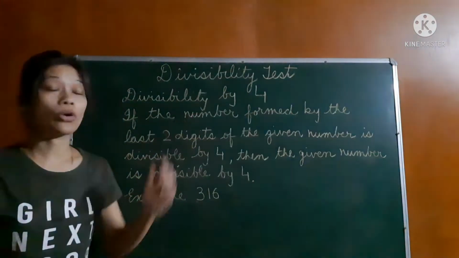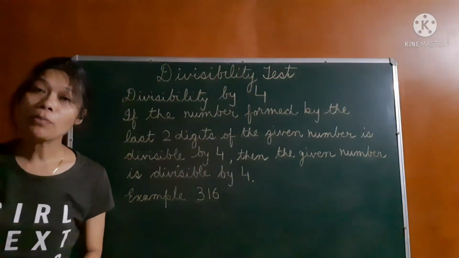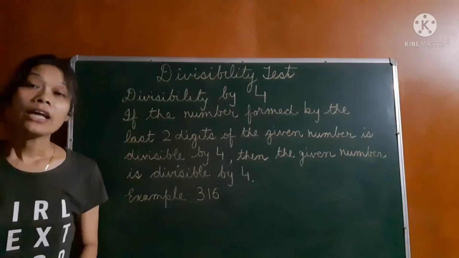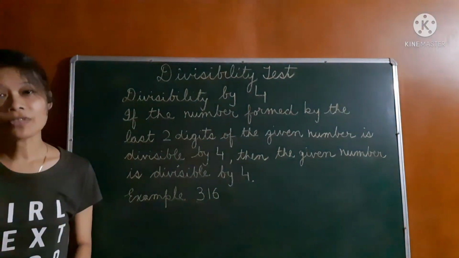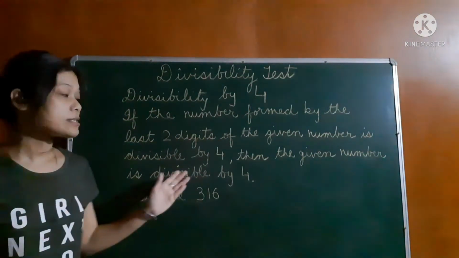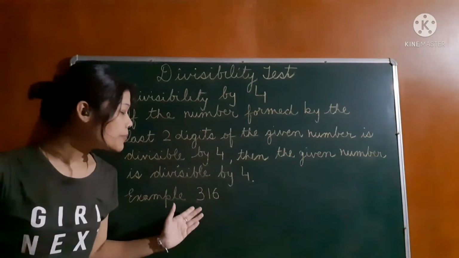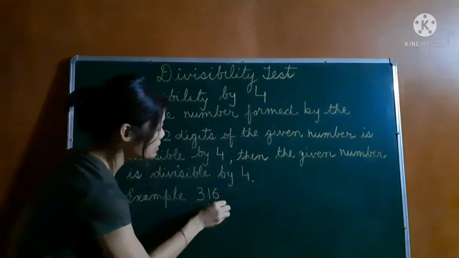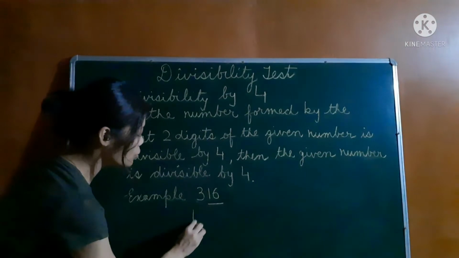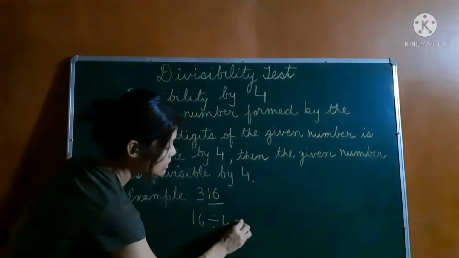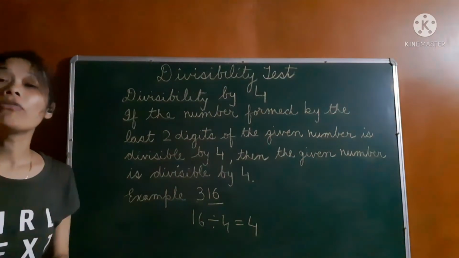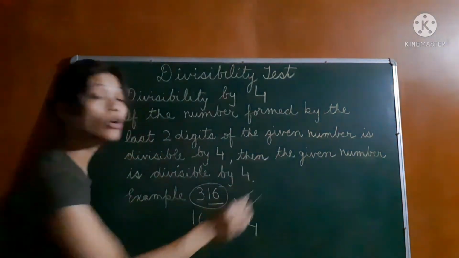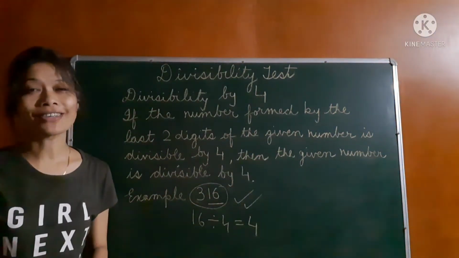Divisibility by 4. If the number formed by the last two digits of the given number is divisible by 4, then the given number is divisible by 4. So to understand it better, we have taken an example here, 316. So the last two digits are 16, and we know 16 is divisible by 4, which means the number 316 is also divisible by 4.